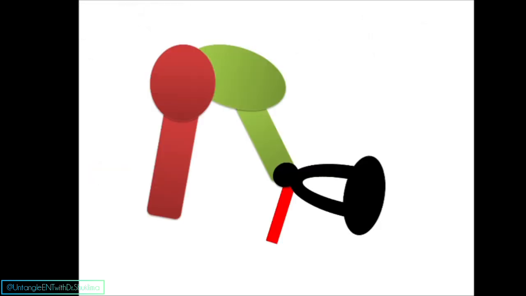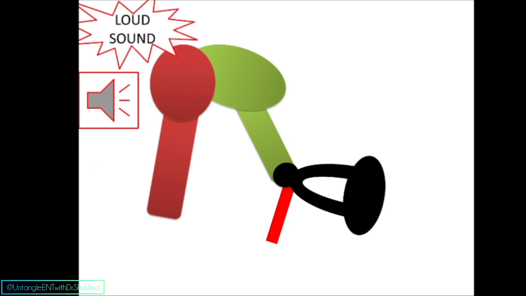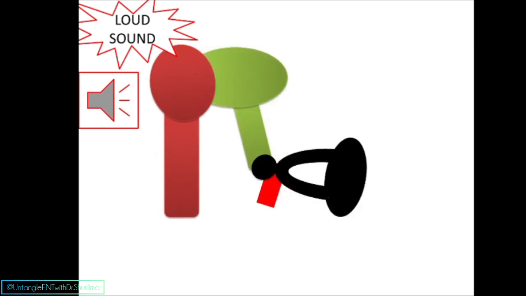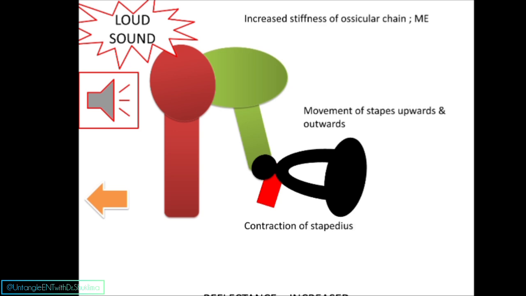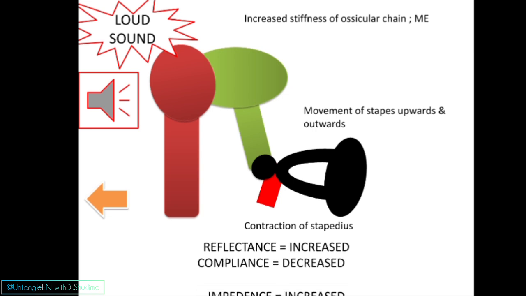But when a large sound hits the middle ear cavity, there is contraction of the stapedius muscle and there is an increased stiffness of the ossicular chain as well as the middle ear cavity, which causes reflectance of most of the sound and less absorption of the sound, therefore protecting the inner ear from noise-induced hearing loss. And what happens in this is there is contraction of the stapedius, movement of the stapes upwards and outwards, increased stiffness of the ossicular chain and the middle ear cavity, which thus causes increased reflectance, decreased compliance, and increased impedance.